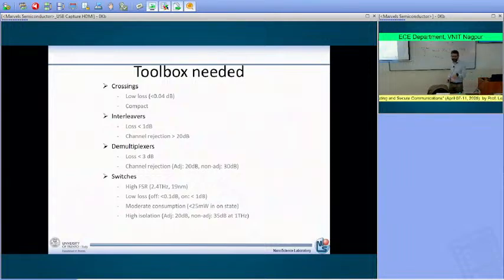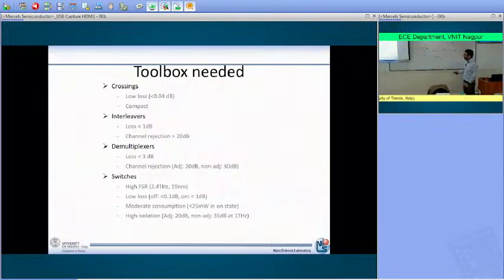Then we have the demultiplexer. The demultiplexer should be able to demultiplex, to separate, the single input waveguide where we have the 12 wavelengths into 12 different waveguides. Okay, so we demultiplex the signal from one waveguide to 12 waveguides. And this demultiplexing is based on the wavelength of the light. Okay, so lambda 1 should go to the first waveguide and lambda 12 to the last waveguide.